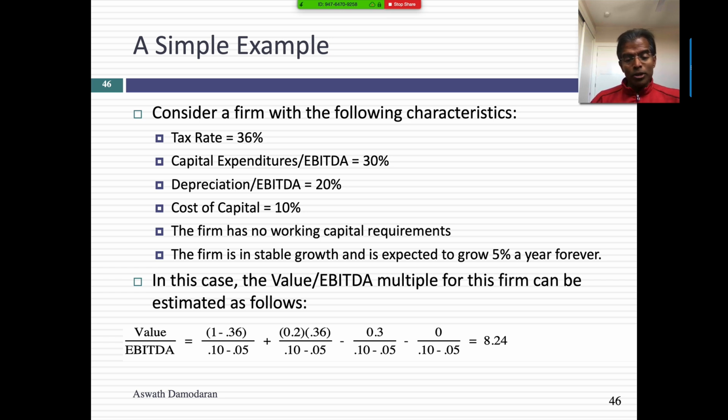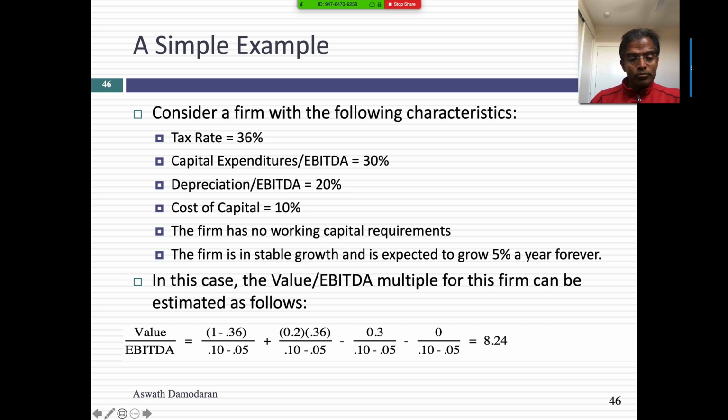So I'm going to use a hypothetical company again to illustrate how EV to EBITDA would change as the variables change. So I'm going to value a stable growth company expected to grow 5% a year forever. Different setting, different kinds of growth rate allowed. It has a cost of capital of 10%. Its tax rate is 36%. Its capex as a percentage of EBITDA is 30%. The depreciation is 20% of EBITDA. It has no working capital requirements.